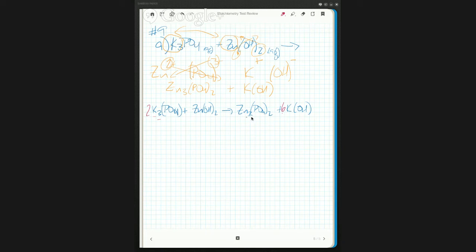Let's go to the zincs. There was a 3 after that zinc, so that means we're gonna have to make this a 3. And that gives us 6 OHs, which is fine because that's 6 OHs. And we are now balanced. 2, 3, we leave this alone, and that's a 1. There's a 6 over there.